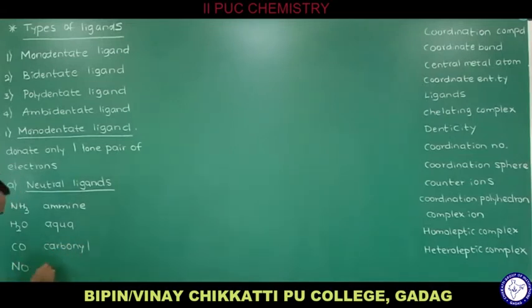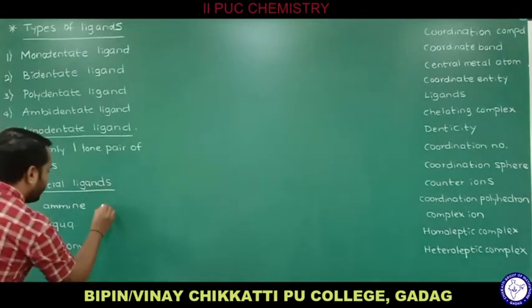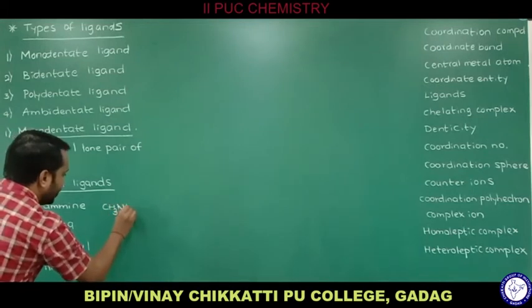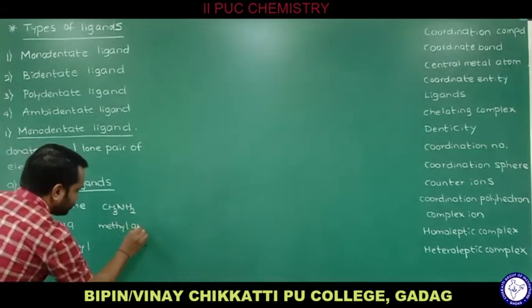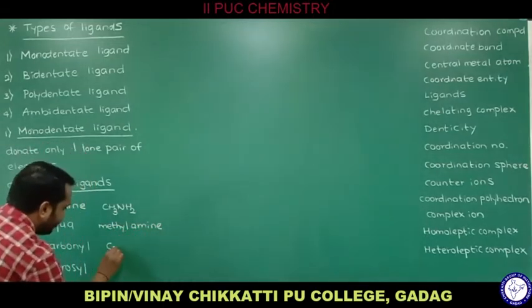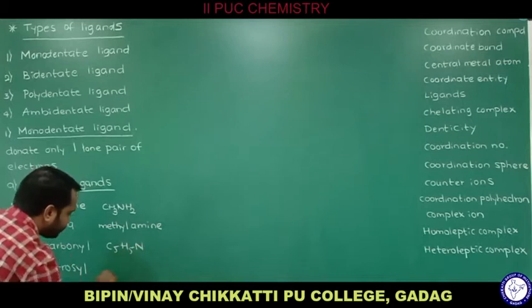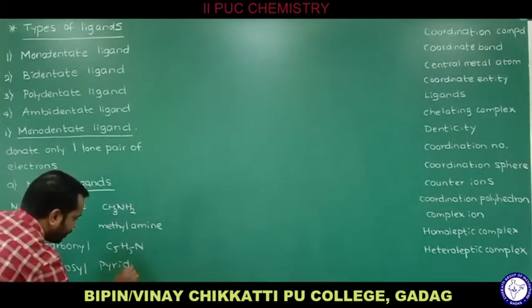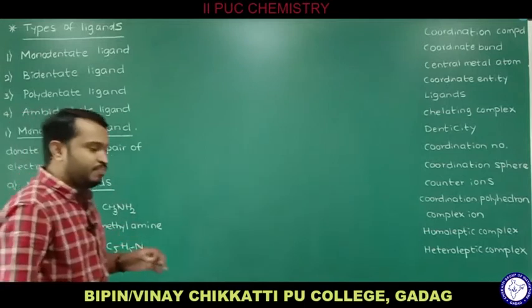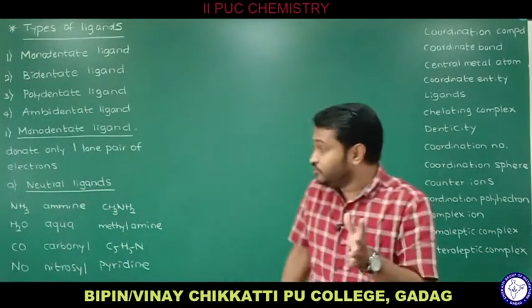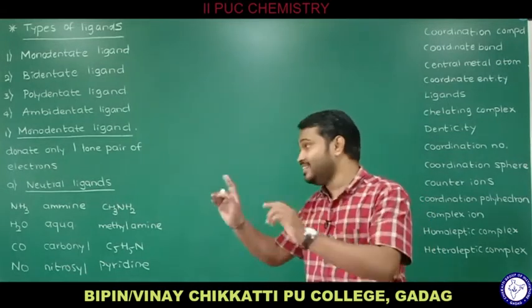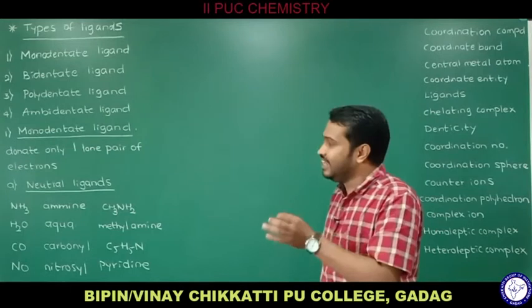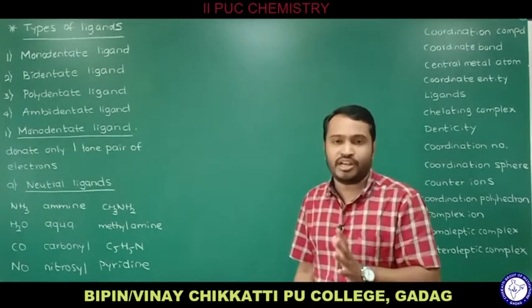NO, nitrosyl. Let me write over here. CH3NH2, methylamine. C5H5N, pyridine. So these are all some examples for neutral ligands. If you observe the symbols, I have not represented any positive or negative charge, that indicates these are neutral. And remember, all of these have the ability to donate one lone pair of electrons to the central metal atom.